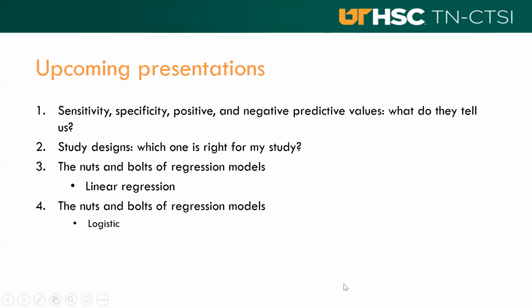We have some upcoming presentations in March, and we will start sending out notices. The next presentation will be on the validity and accuracy of tests or models, like sensitivity, specificity, and positive and negative predictive values, and what they tell us. In April, we'll present study designs. In May, we will present on the nuts and bolts of regression models, and we'll continue to present on that. In August, we'll present on meta-analysis and systematic review.